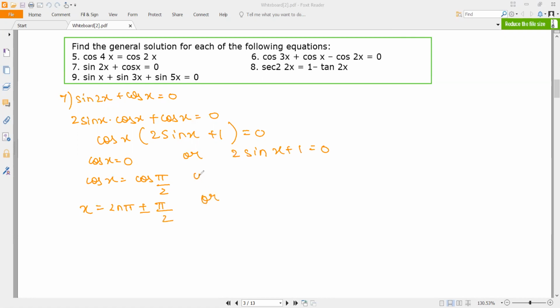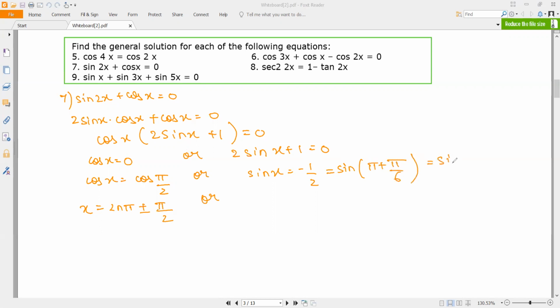On the right hand side, sin x is equal to minus 1 by 2. We know that sin x is 1 by 2 for sin 30 degrees, which is pi by 6, in the first quadrant. Sin x will be negative in the third and the fourth quadrant, and the smaller value will be in the third quadrant, and therefore the angle would be pi plus pi by 6. So this is sin of pi plus pi by 6.